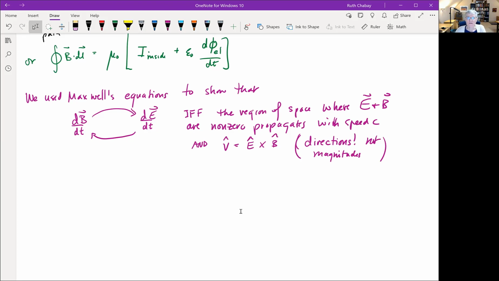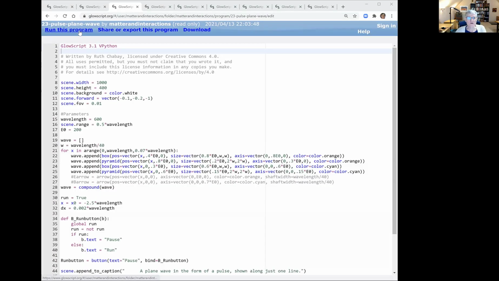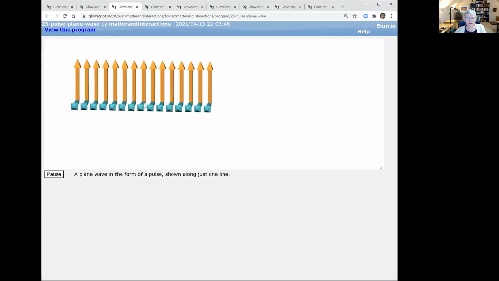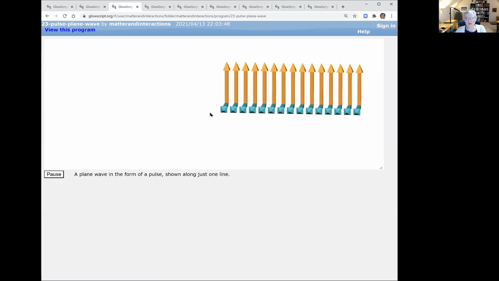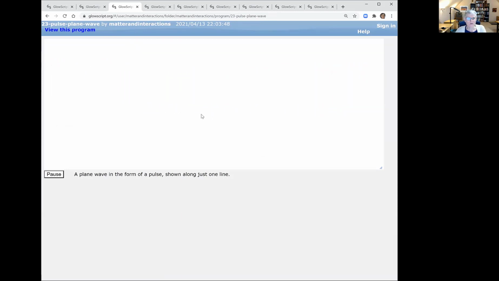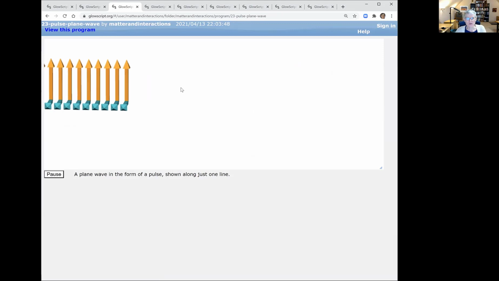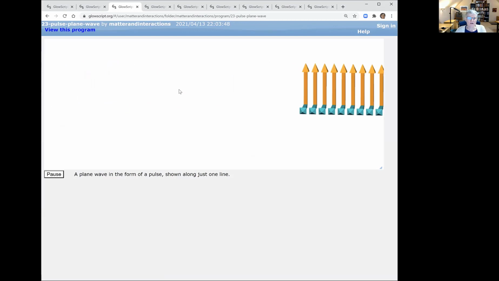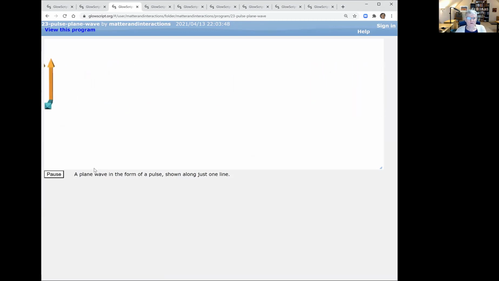And this region of space where we have time-varying fields that's propagating through space. What we talked about last time was a very simple example, just a simple pulse, where if you sit in space, you'll see nothing, and then you see an electric field up and a magnetic field out.